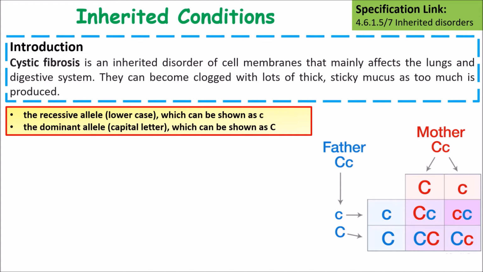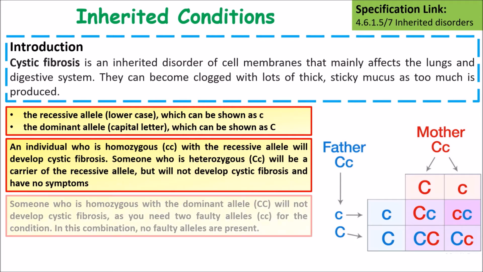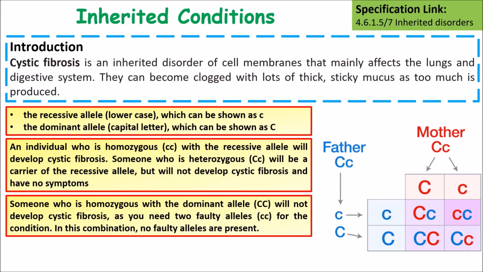An individual who is homozygous with the recessive allele, small c, will develop cystic fibrosis. Someone who is heterozygous, big C, little c, will be a carrier and will not develop the traits of the recessive allele, so will not develop cystic fibrosis. Someone who is homozygous with the dominant allele, big C, will not develop cystic fibrosis, whereas those with 2 faulty alleles, little c, will develop it.